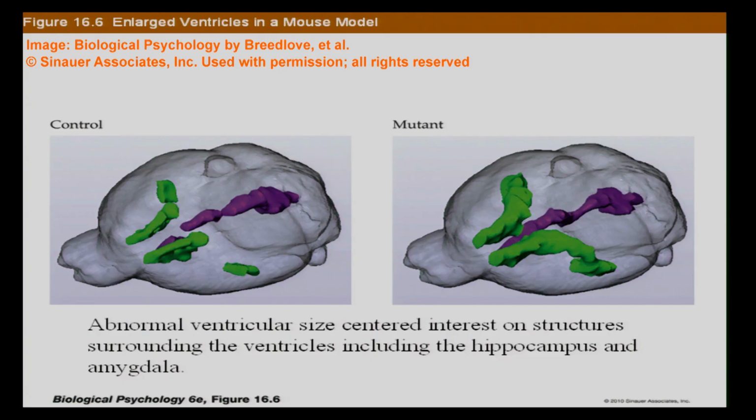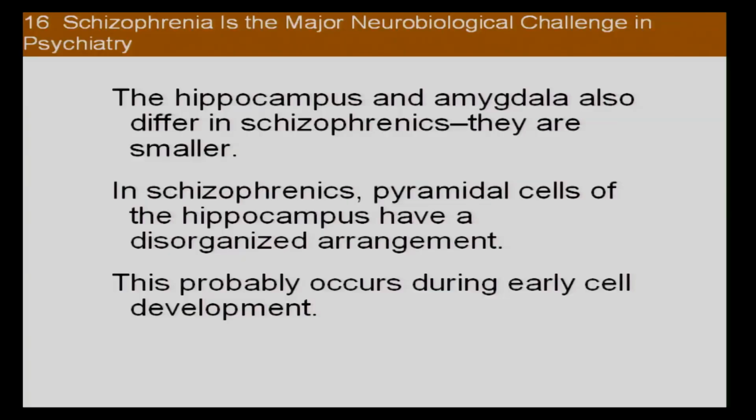The structures that surround particularly this ventral part of the lateral ventricles include the hippocampus and the amygdala. And it turns out that there are abnormalities in both of these structures. They tend to be smaller in schizophrenics than in normal controls. It says here, hippocampus and amygdala tend to be smaller. And in particular, they've focused on the hippocampus.